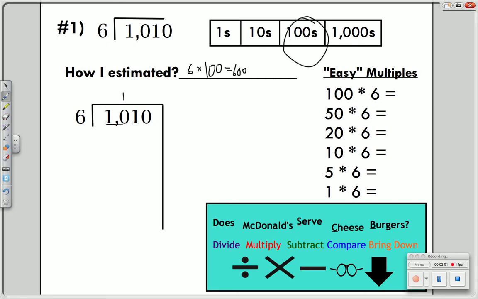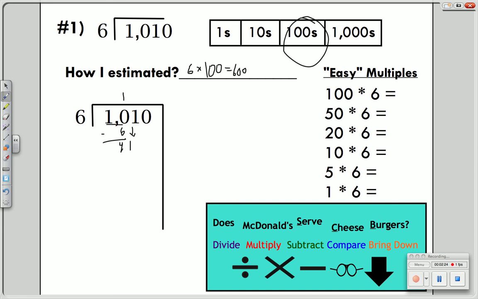So that was me dividing. Now I multiply. 1 times 6 is 6. Take it, subtract it out. 10 minus 6 is 4. Before I bring down, I just subtracted. Now I need to compare. Is 4 less than 6? Because it should be. And yes, it is. So now I know I've done it right, and I can bring down the 1.